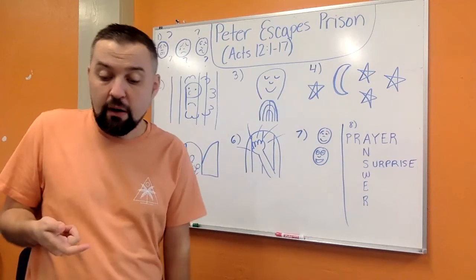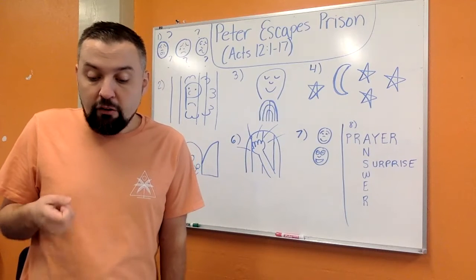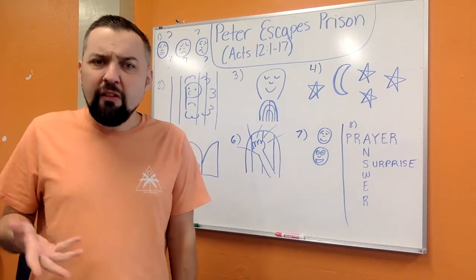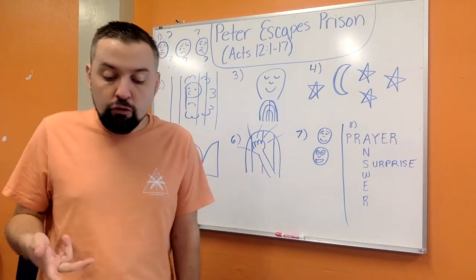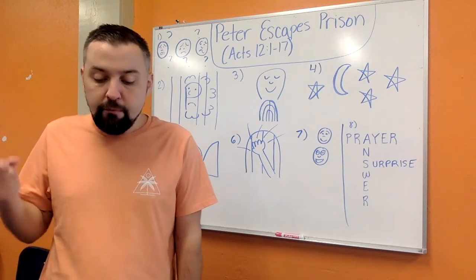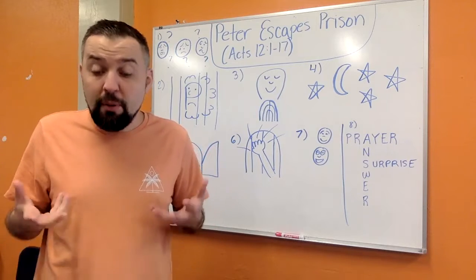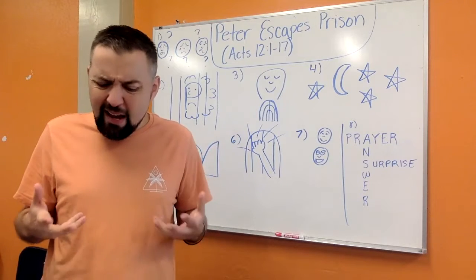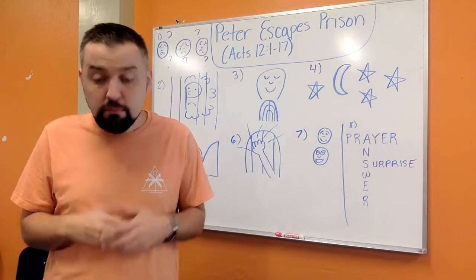Peter hurried to this house where his friends were praying. He knocked on the door, and a servant girl called out, "Who's there?" "Peter," he answered. She was so overjoyed that she ran to the room full of praying people without even opening the door. "Peter's at the door. Peter's here." "What?" they asked. "You must be crazy. Peter's in jail. He can't be at the door."